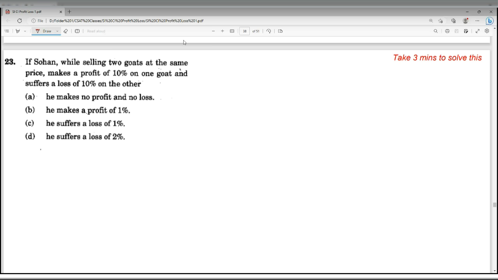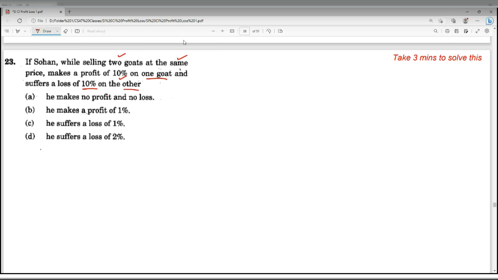So what they're saying is, if Sohan, while selling 2 goats at the same price, makes a profit of 10% on one goat and suffers a loss of 10% on the other goat, then what would happen? He makes no profit and no loss. He makes a profit of 1%. He suffers a loss of 1%. He suffers a loss of 2%.